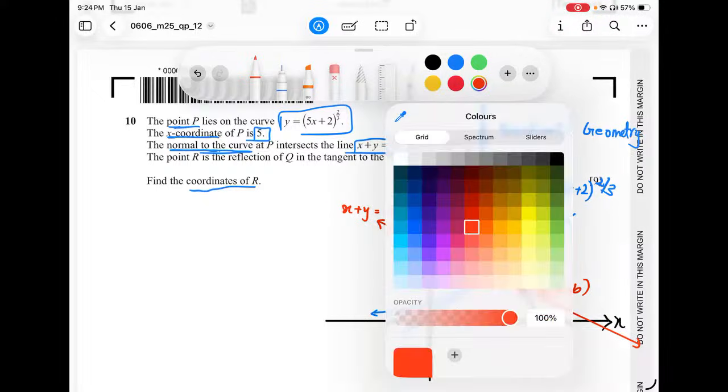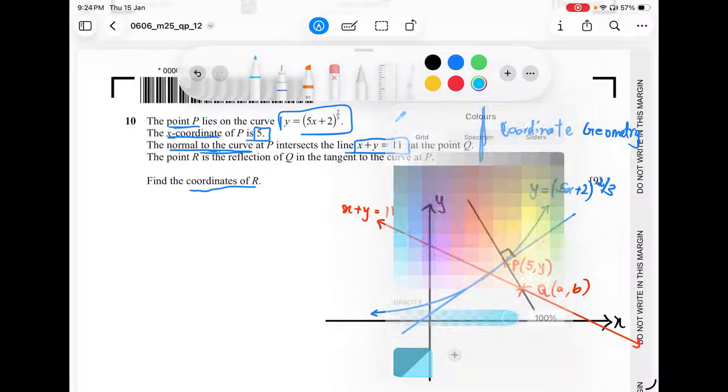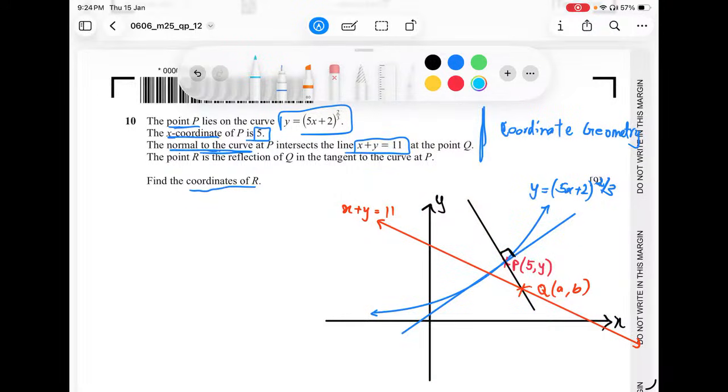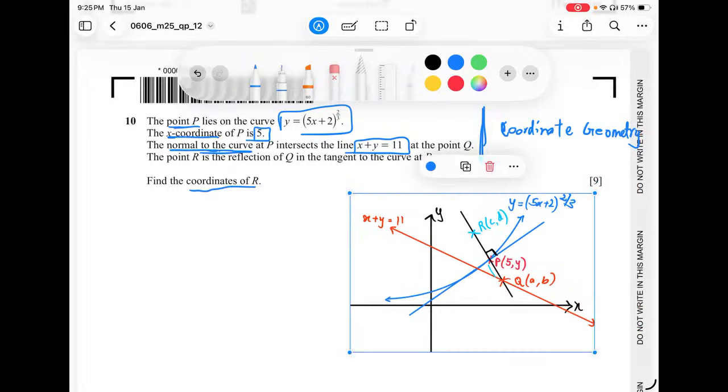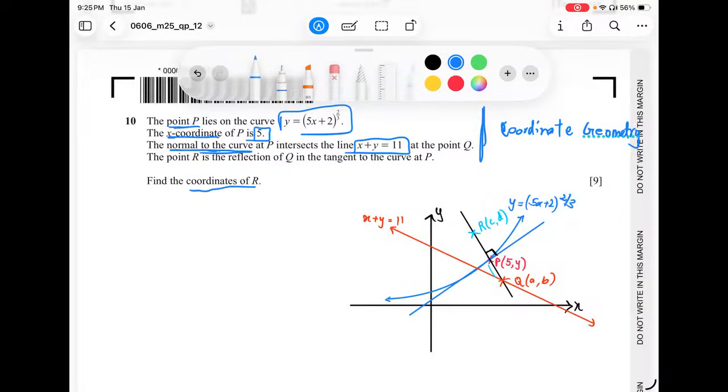So basically the point R is also going to lie on this normal, but on the opposite side, by the same amount. So if this length is x, this should also be x. So that's your R, where let's say it is (c, d). So we need to find (c, d). Let me shrink that and get some space.